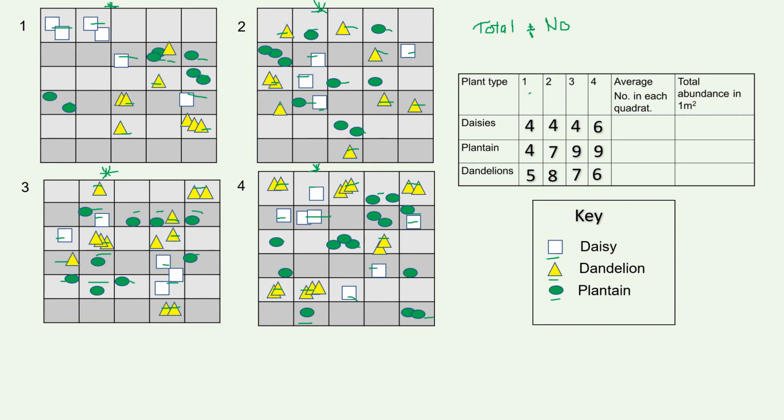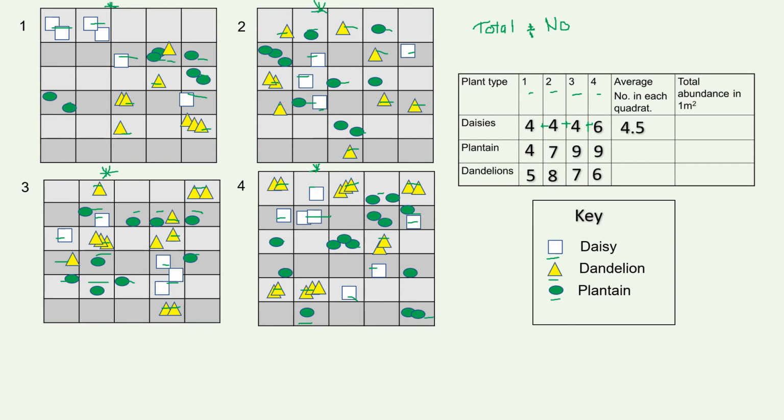So in this case, we've got 1, 2, 3, 4 samples. So we need to add 4, add 4, add 4, add 6, which gives us a total of 18. Remember to click the equals button before you divide it. So we'll have 4.5 if we divide 18 by 4.